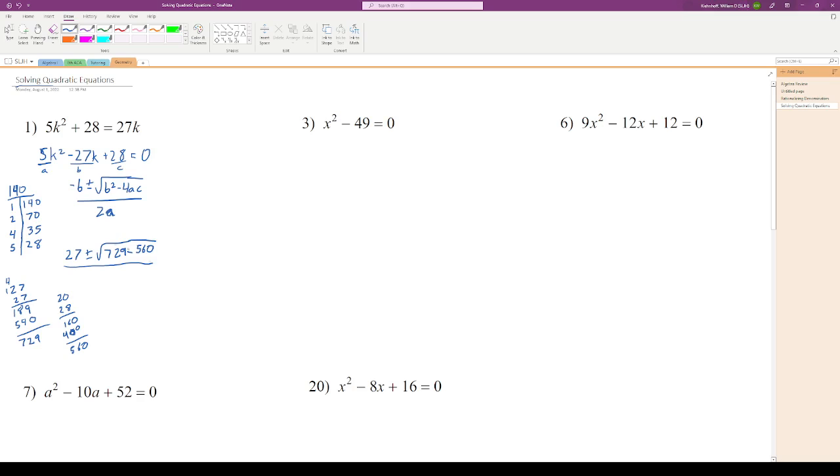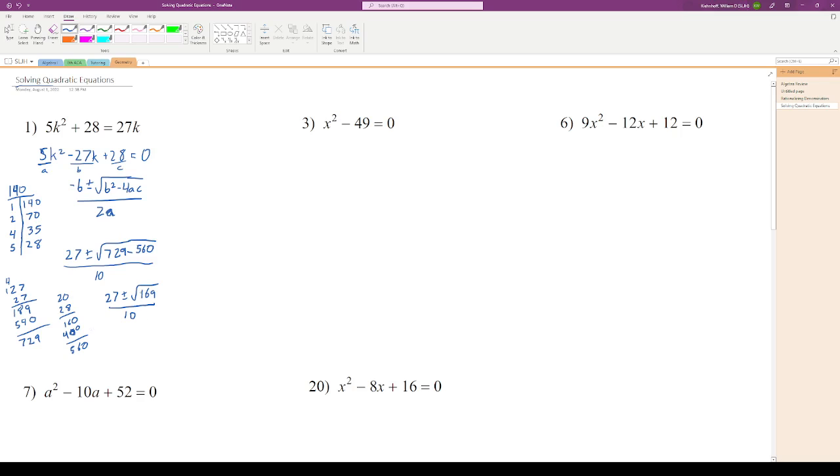And we're going to divide that by 2 times a, so there's a 10 here. Okay, so we've got 729 minus 560, so we can rewrite this 27 plus or minus the square root of, that's going to be 169, that would be 600, 720, yep, 169 divided by 10. So that is our two roots, 27 plus square root of 169 over 10 and 27 minus square root of 169 over 10.